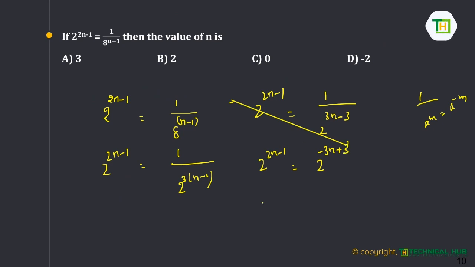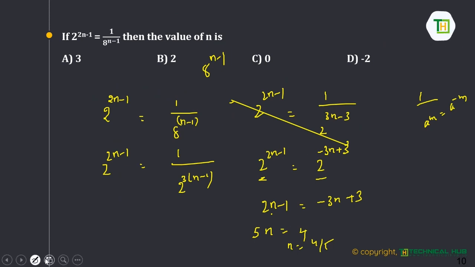Then equate the powers. So 2n minus 1 is equal to minus 3n plus 3. So 2n plus 3n becomes 5n is equal to 4. Then n is equal to 4 by 5. So I think in this question, the brackets will not be there, it is 8 power n minus 1 only. So solve that one, I think you will get the answer for this question.